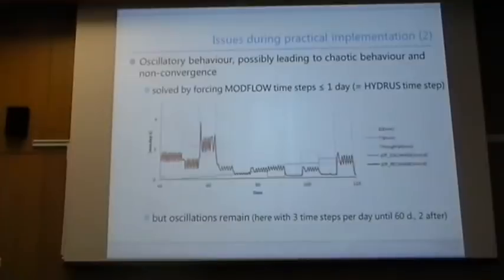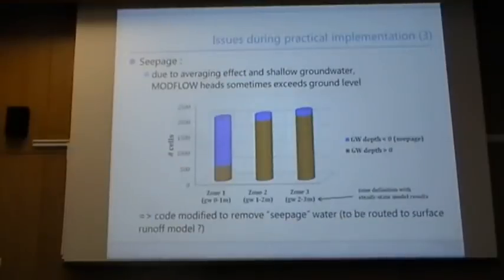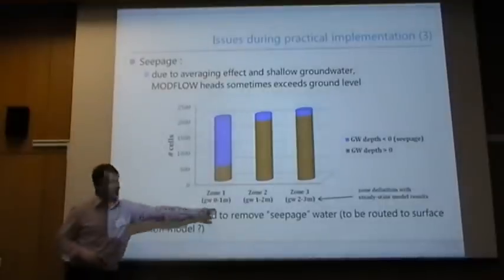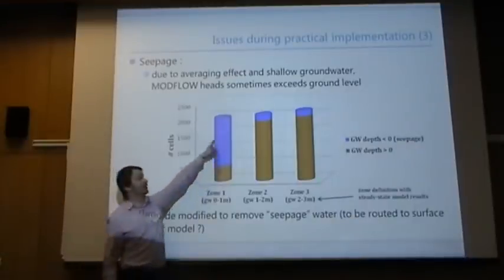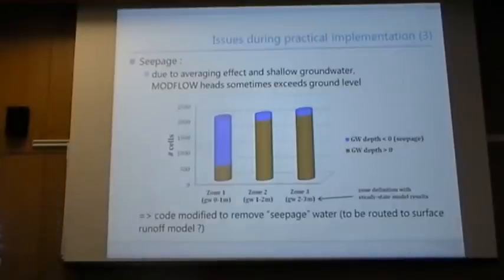But this is possibly also linked with the next problem we have, namely, certainly for the shallow groundwater zones, MODFLOW predicted groundwater tables above the soil surface, and it was not a few, but a relatively large amount, certainly for the zone where the average groundwater table was at 1 meter. The blue colors indicate the number of cells where, at one time in the simulation, we have seepage, so a groundwater table above the surface. And this is certainly not the case in that catchment. It's not realistic.